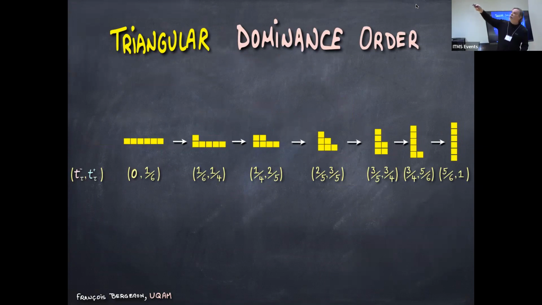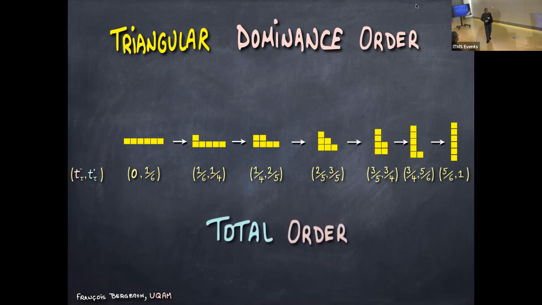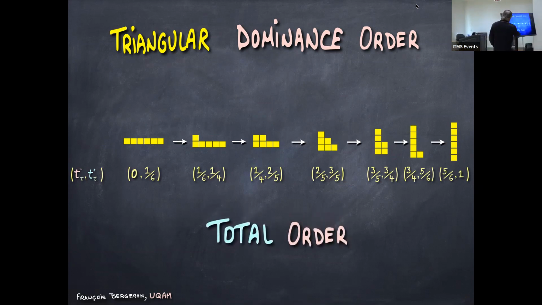The small numbers below are these intervals of T minus, T plus that were before. And essentially, if you want to prove that it's a total order, you just see that, in fact, this sequence of T minus and T plus is partitioning the interval from 0 to 1 in a very nice way. So the dominance order is a total order. But, okay, I'm not wrong. My slide says that it's a total order.